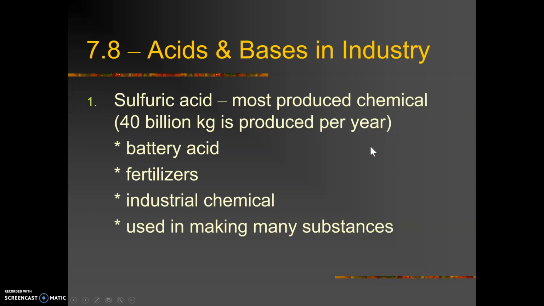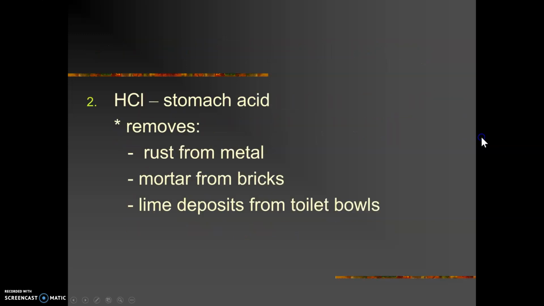Okay, the next part is just some acids and bases in the industry. So I would just maybe know what these are and some common uses for them. So the first acid we're going to talk about is sulfuric. This is the most produced chemical. Over 40 billion kilograms are produced per year, and this is used in battery acid. It's used in fertilizers. It's used in industry. It's also used in making many substances.